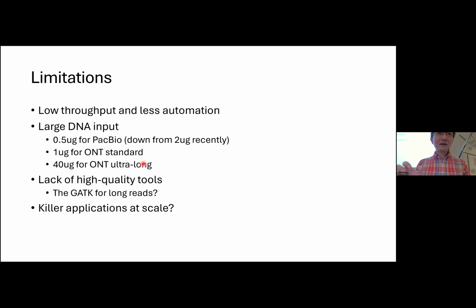But actually, the question is: is it worth it? It's a lot more expensive. The Ultima genome, they claim, is $50 per genome, and the long reads are 10 times that. So it's 10 times more, and is it worth all these things? So far we don't know.